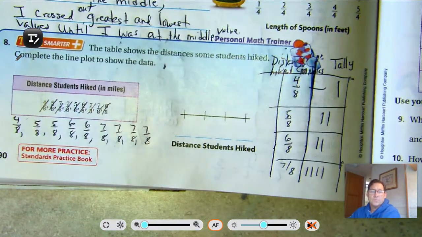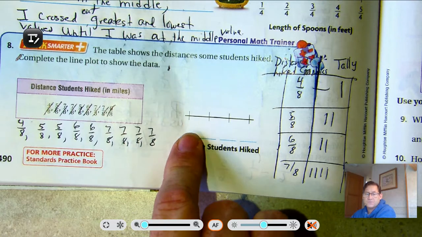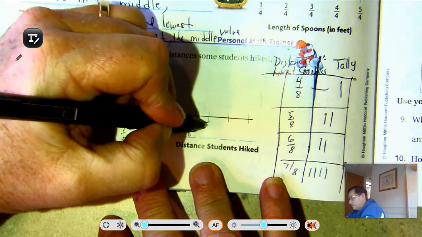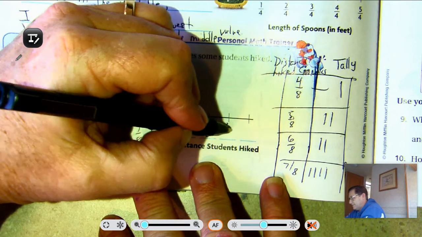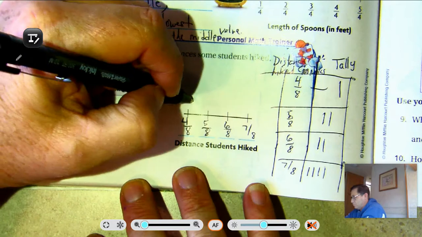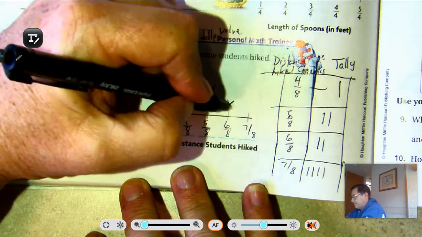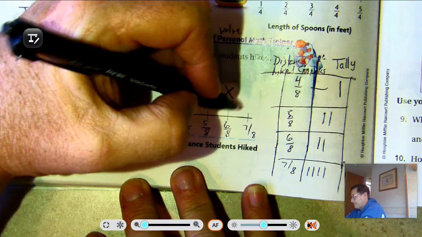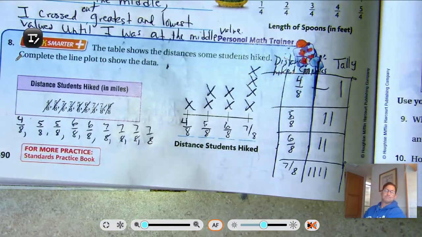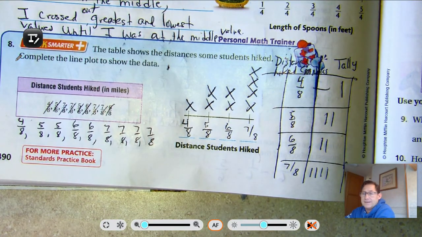Okay, so they've already given us our title. So all we have to do is write in the fraction values from least to greatest. So 4/8 is our lowest, 5/8, 6/8, 7/8. All right, 4/8, 1. 5/8, 2. 6/8, 2. 7/8, 1, 2, 3, 4. That's it. It just told us to complete the line plot to show the data.